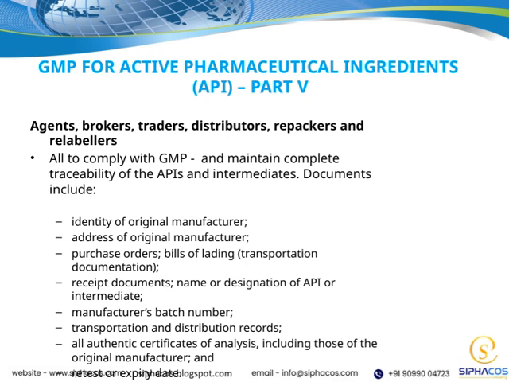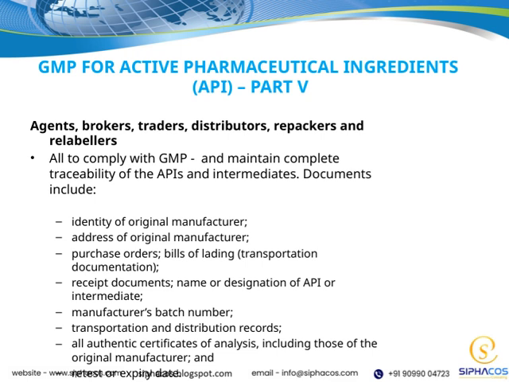For example, you should have records of the original manufacturer's identity and address. Purchase orders and bills of lading are essential to track transportation and supply chain details. Receipt documents confirm when the API or intermediate was received, and it's important to note the specific name or designation of the product. You also need to record the manufacturer's batch number, which helps trace back to a specific production run.